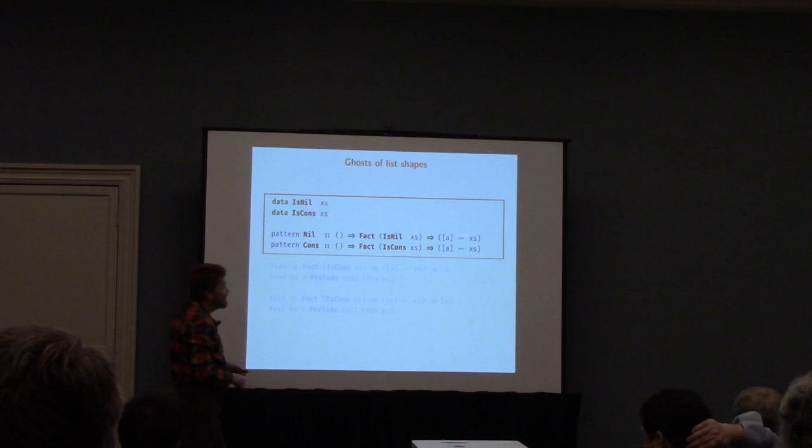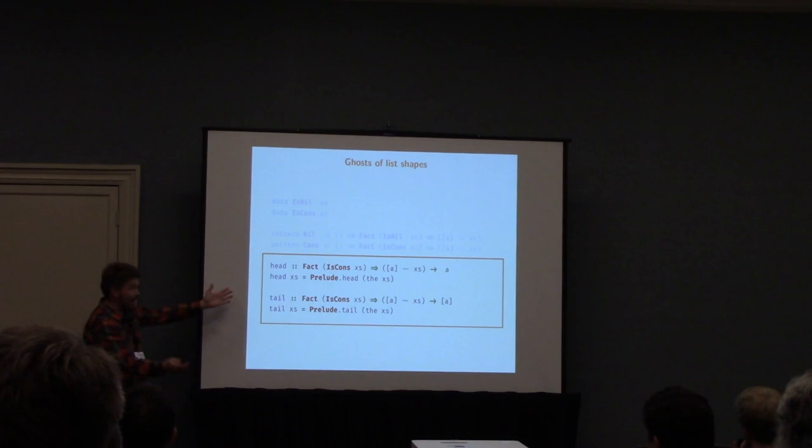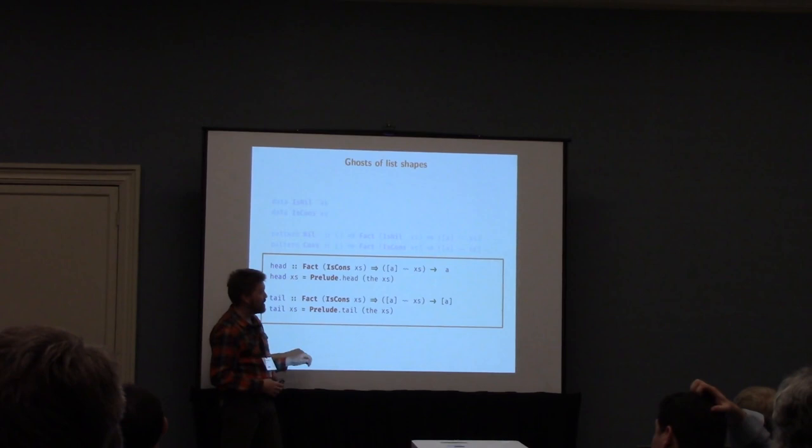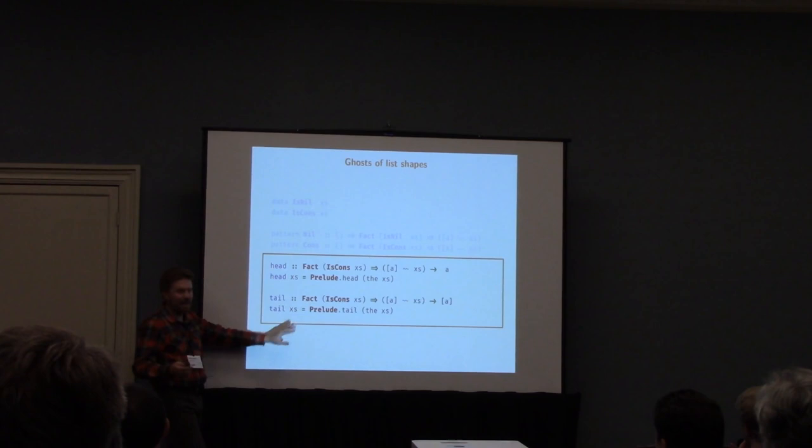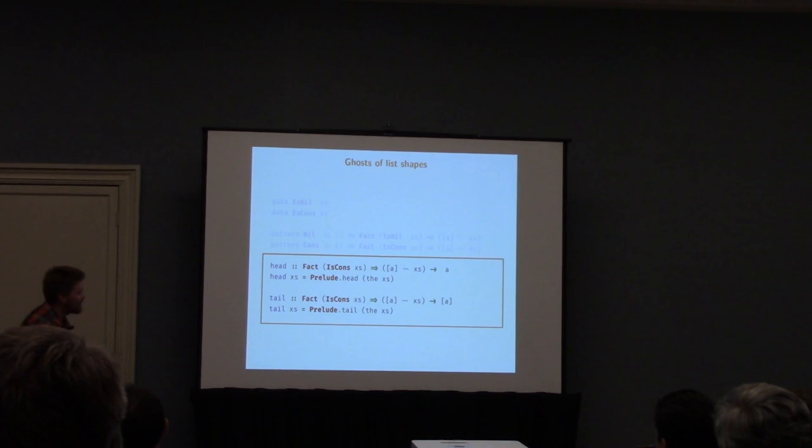So then I can write down my safe API functions. Here's head, perfectly safe. If the fact that x is a cons is in my context, then I can take its head, the end. Same with tail. If the fact that the list is a cons is in my context, then I can take the tail. And we're just coercing down to the prelude functions. And now let's see how the user would actually use this thing. Oh, sorry, one more.